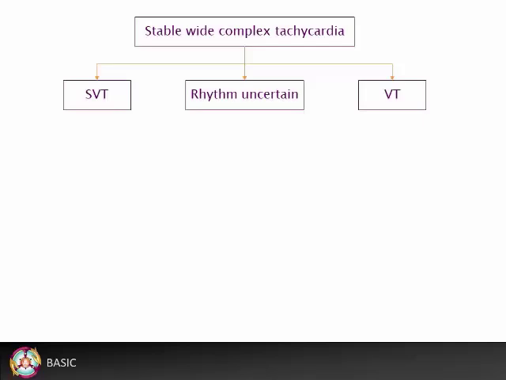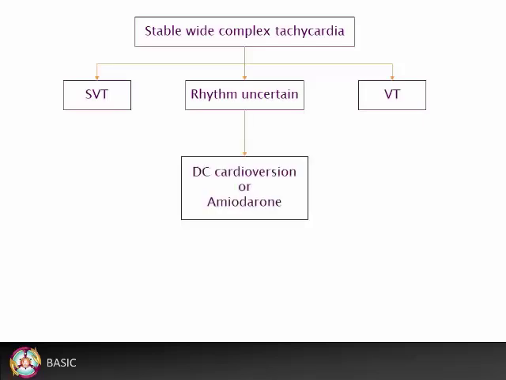So how do we treat a stable broad complex tachycardia? First, decide whether the rhythm is SVT or VT, or if you are uncertain. If you are uncertain, treat with DC cardioversion or amiodarone.